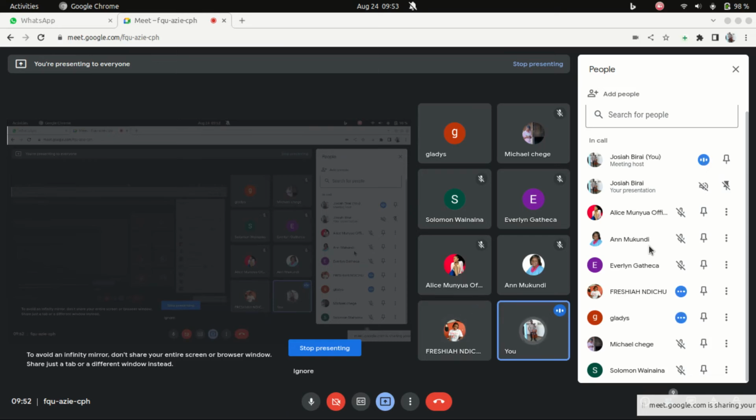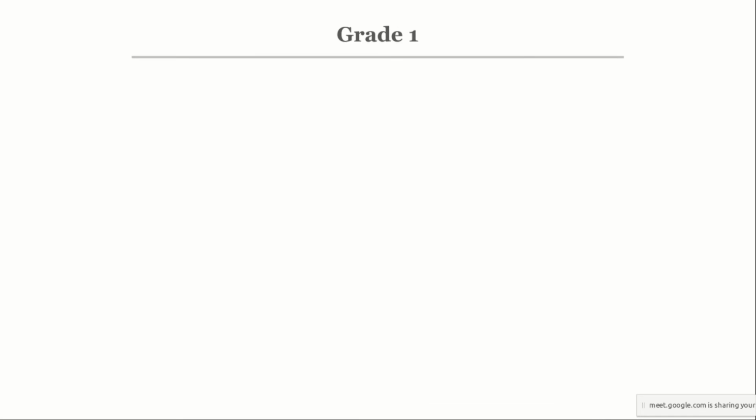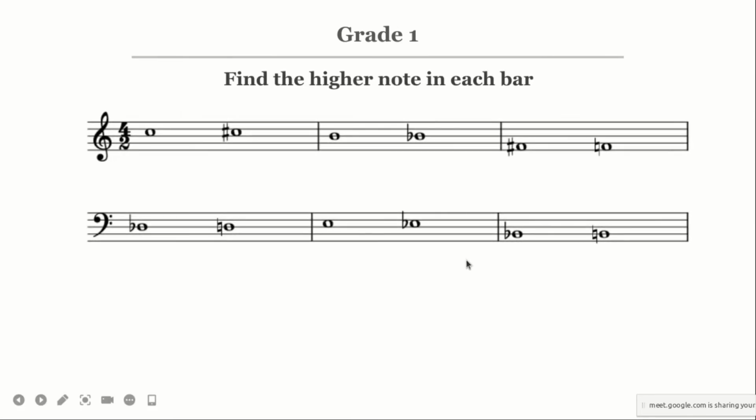Gladys, is it making sense, the idea of accidentals? Yes, it is. Okay, thank you. So Gladys, kindly unmute. So look at the following bars. Are you able to find the higher note in the first bar? Which one is higher between C and C sharp? The C sharp. The C sharp is higher, so the higher note is C sharp.